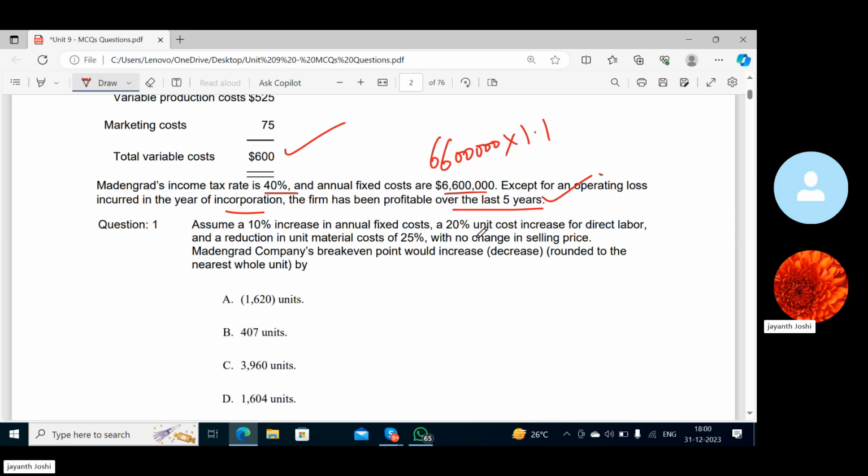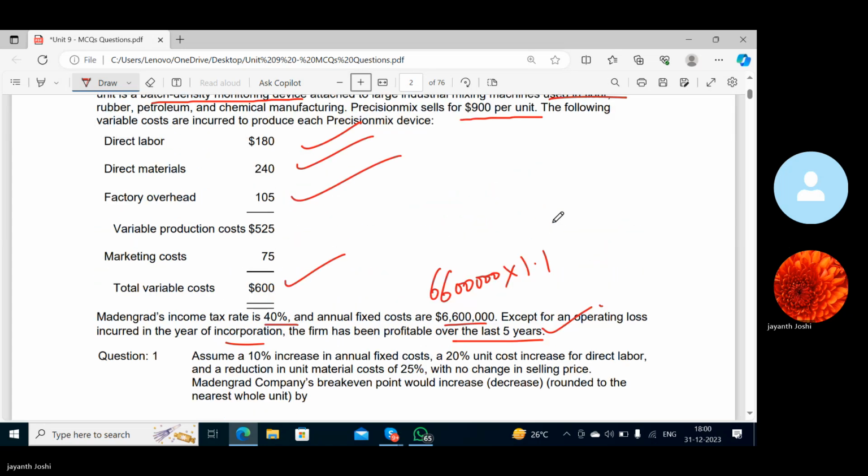A 20% unit cost increase for direct labor. So you have to take direct labor and you have to increase 20% of that. So how much is the direct labor per unit? 180, right? So they are saying that it is increasing by 20%, reduction in unit metal cost by 25%, right? With no change in selling price. Yes. There is no change in selling price. Okay. Maddengrad company's break-even point would increase, decrease by how much they are asking.